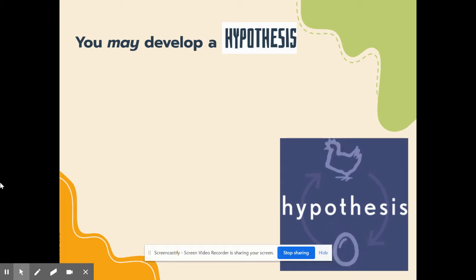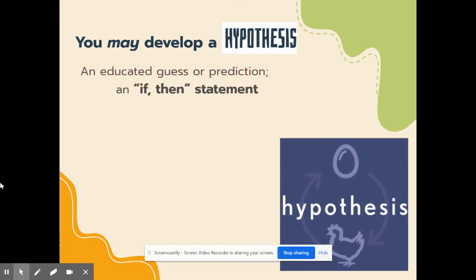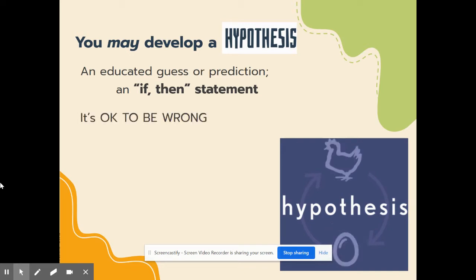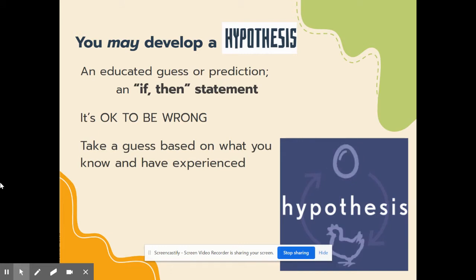Through these questions, you may develop a hypothesis. A hypothesis is an educated guess or a prediction, or an if-then statement. It's okay to be wrong. I've had students in the past who, after conducting an experiment, thought it was bad that they were wrong, so they went back and changed their hypothesis. But that's not part of an experiment. The wonderful thing about science is that some experiments can lead to more questions and a new hypothesis. So you want to take a guess based on what you know and what you have experienced.